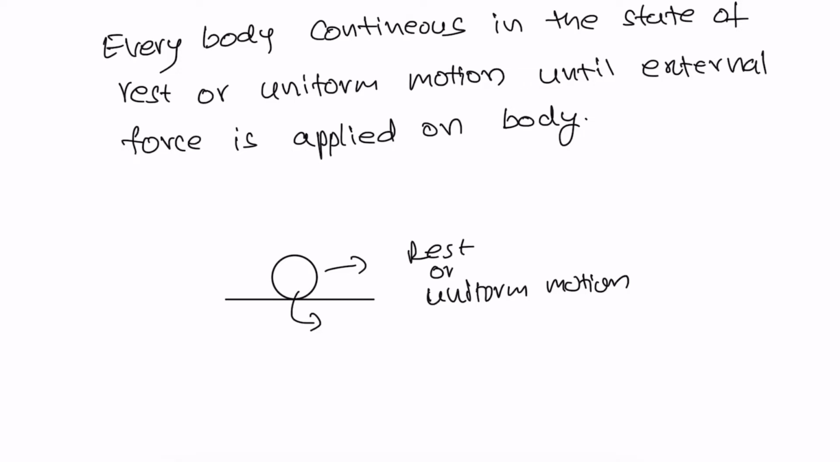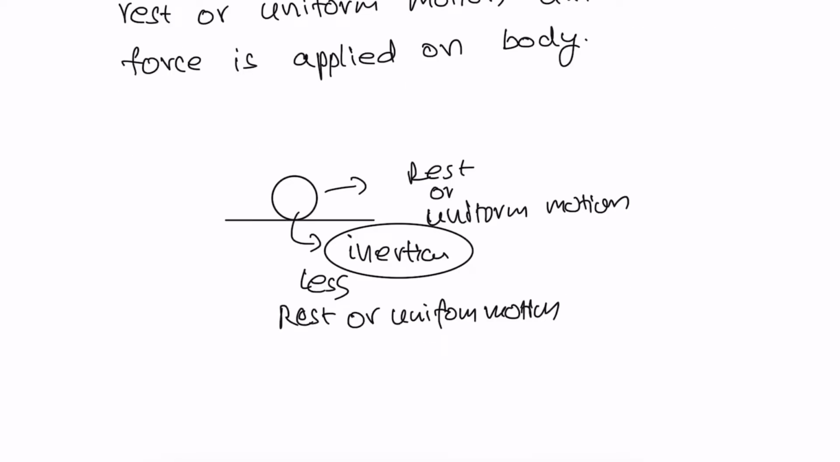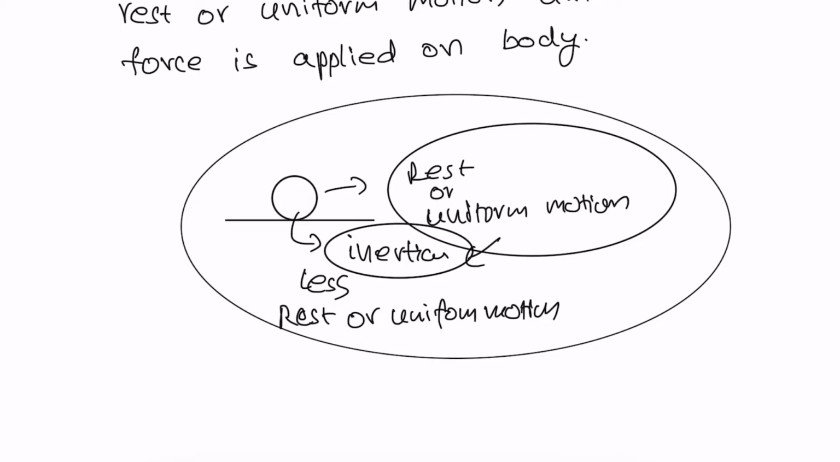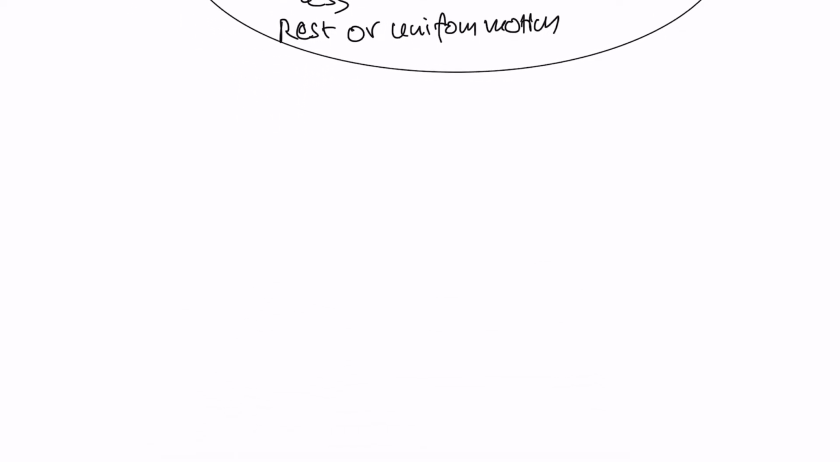Here the force should be applied more than the inertia, then it is disturbed. This rest or uniform motion concept was derived by Galileo. Additionally, the inertia concept was introduced by Newton. Totally, the credit goes to Newton. So this is Newton's first law statement. Next one, Newton's second law.